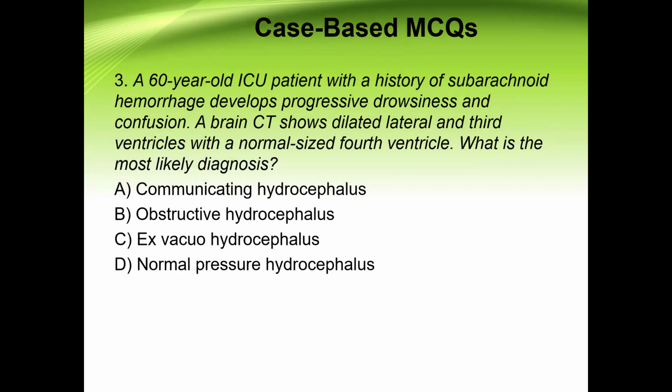A 60-year-old ICU patient with a history of subarachnoid hemorrhage develops progressive drowsiness and confusion. A brain CT shows dilated lateral and third ventricles with a normal-sized fourth ventricle. What is the most likely diagnosis? Anyone? Obstructive hydrocephalus. What in this presentation shows obstructive hydrocephalus? The dilatation of the lateral and third ventricles.